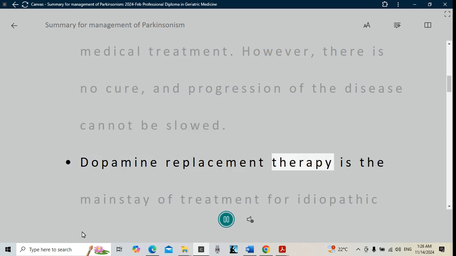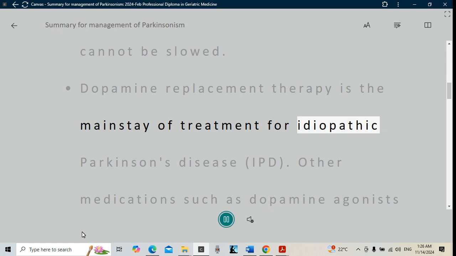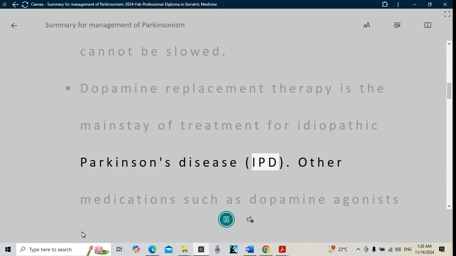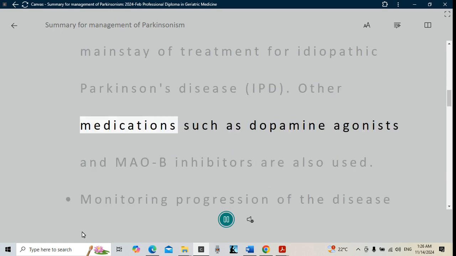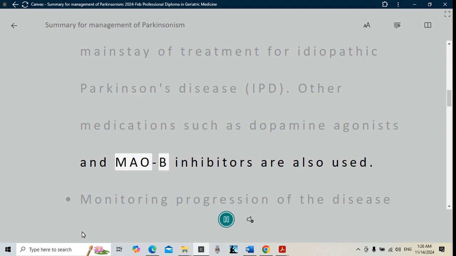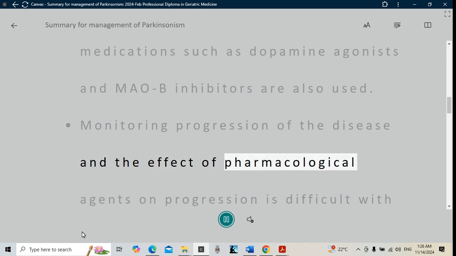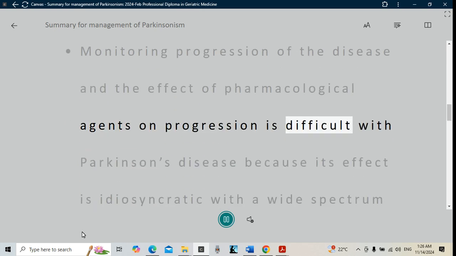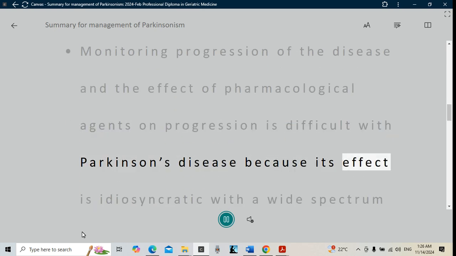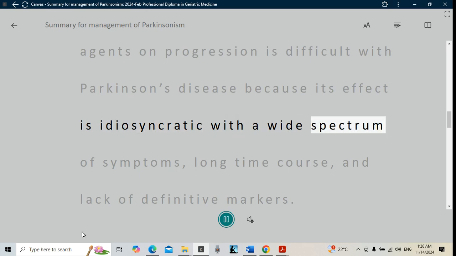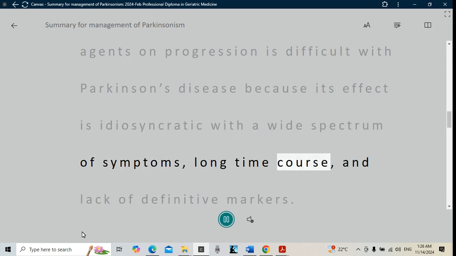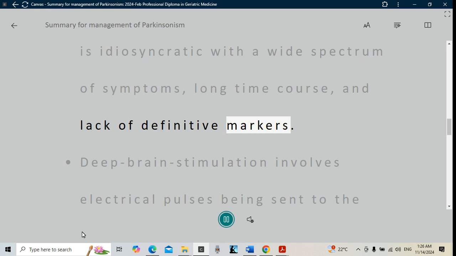Dopamine replacement therapy is the mainstay of treatment for idiopathic Parkinson's disease, IPD. Other medications such as dopamine agonists and MAOB inhibitors are also used. Monitoring progression of the disease and the effect of pharmacological agents on progression is difficult with Parkinson's disease because its effect is idiosyncratic with a wide spectrum of symptoms, long time course, and lack of definitive markers.